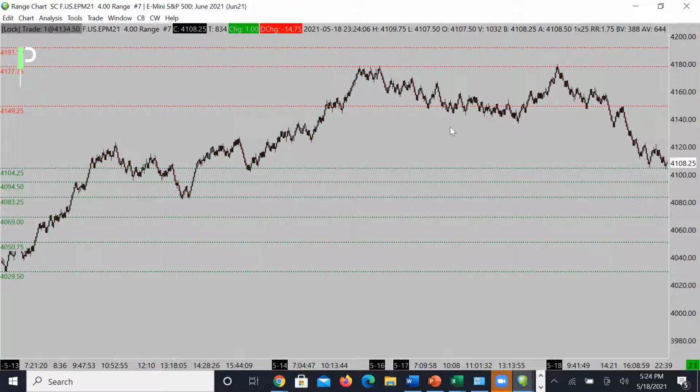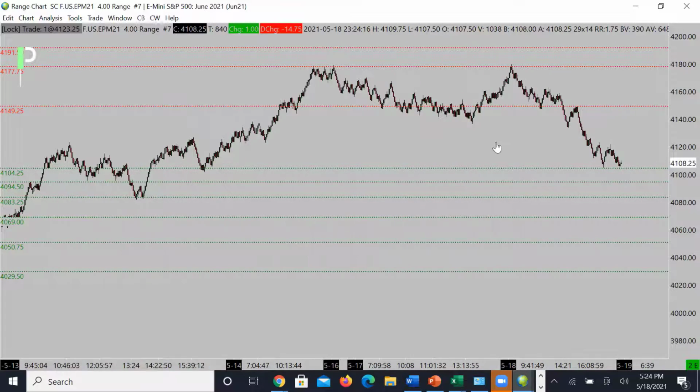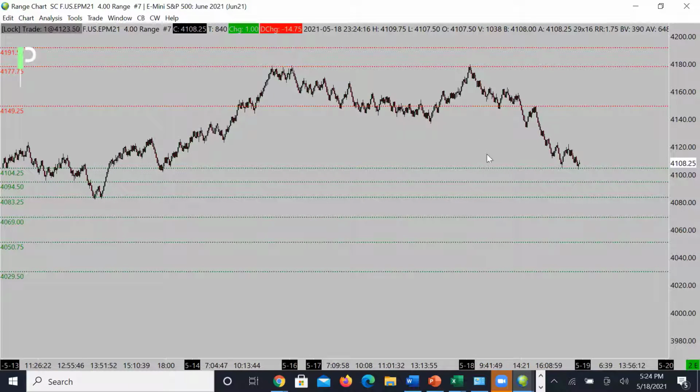Now we do got resistance coming in right around these 4149.25s, and then above that 4177.75. So a little bit of a bigger levels. There are some micro levels in between, which we'll look at a little bit later. But again, we are eyeballing these two areas, 1 and 2. Maybe a potential bounce here to scale right back up into these 19 to 20s, and then potentially a little bit higher, maybe even targeting somewhere right about these 21s.